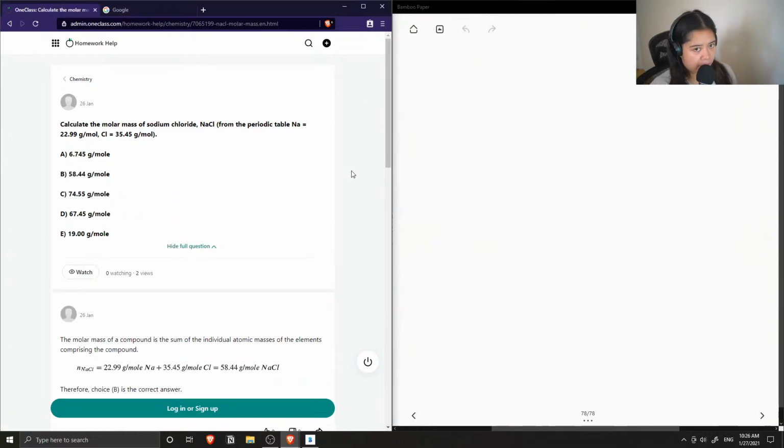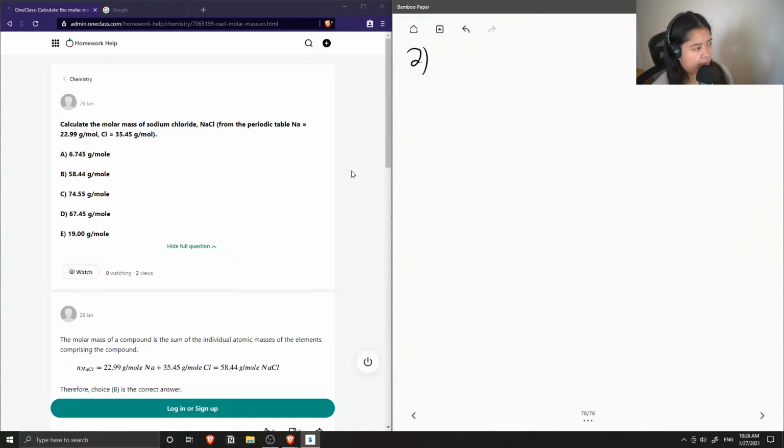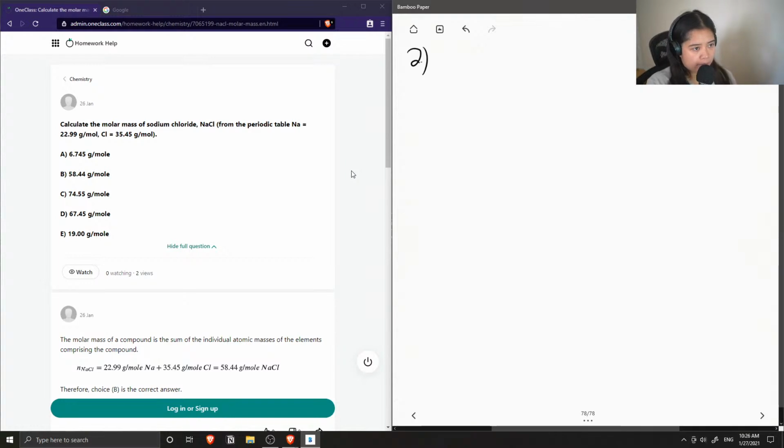Okay, so question number 2 is to calculate the molar mass of sodium chloride, NaCl, from the periodic table. We know that sodium has a molar mass of 22.9 and chlorine has a molar mass of 35.45. So to calculate the molar mass of NaCl, we just need to add those values together. So the molar mass of sodium plus the molar mass of chlorine.